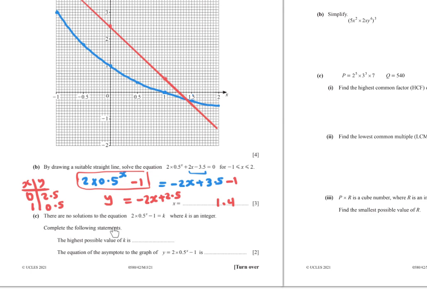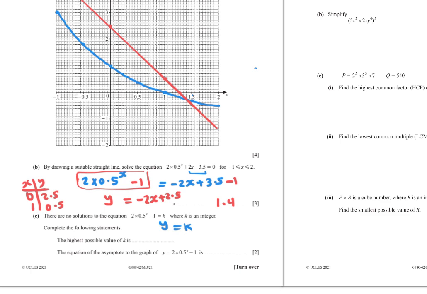Complete the following statement. The highest possible value for k is... Now for this equation we have the curve to the left and k to the right. So the curve to the left, this means y. So this equation is the same as y equals k. Y equals k, this horizontal line. I need this horizontal line to not intersect the curve at all. And k is an integer.